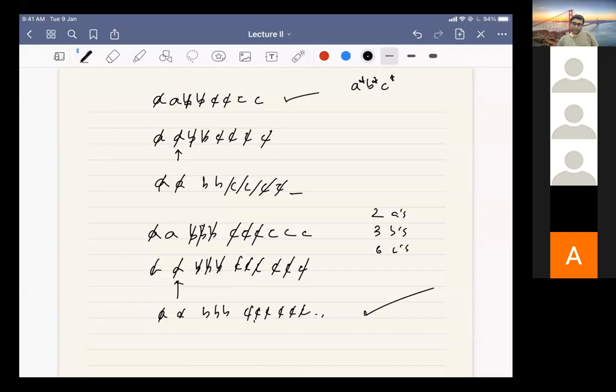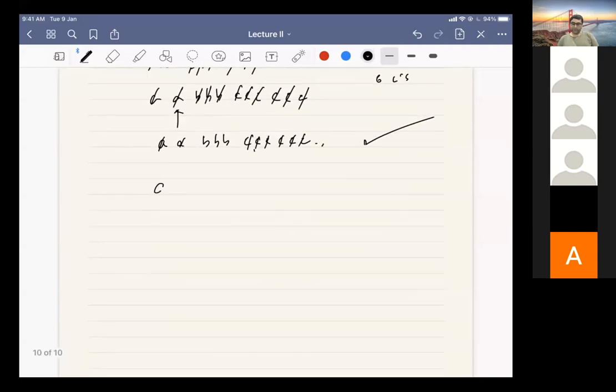Now think about a string which is not in the language. For example, AA, BB, and CC. This is not in the language because the number of C's must be 4, not 2. Let's say make it 3. It's still not in the language. So for this A, we will cross this B and cross this C. Then cross this B and cross this C. We are fine.